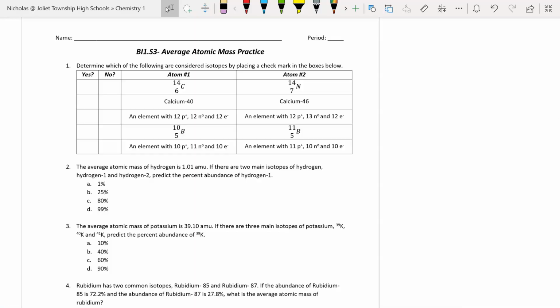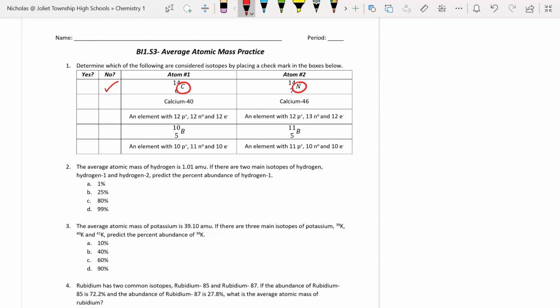All right, in this video we're going to be looking at this average atomic mass worksheet. The first part of this worksheet asks us to look at two different atoms and determine if they are isotopes. So for the first one here, I can tell already we have two different atoms. We have carbon and nitrogen. Because they're completely different elements, these are not isotopes of each other.